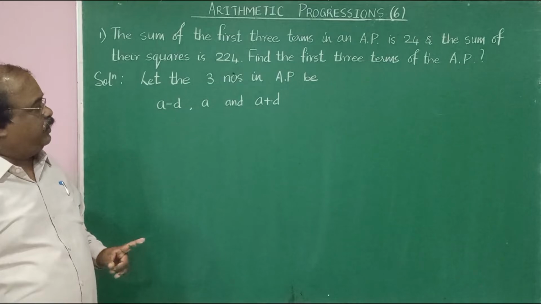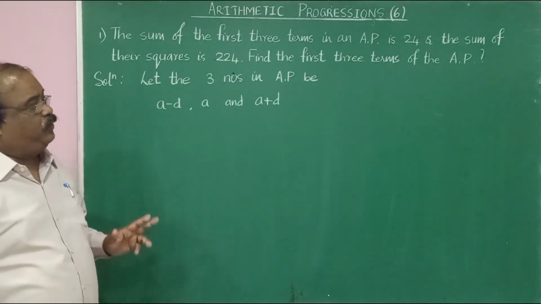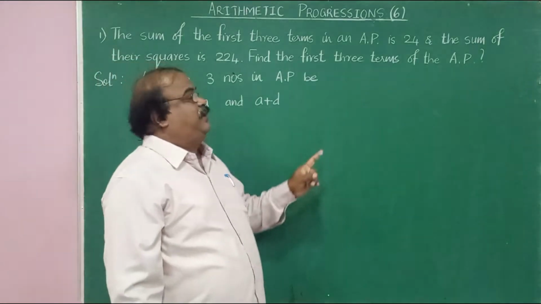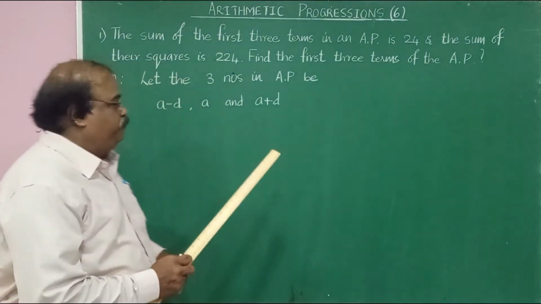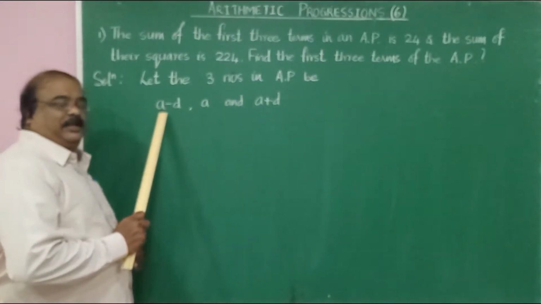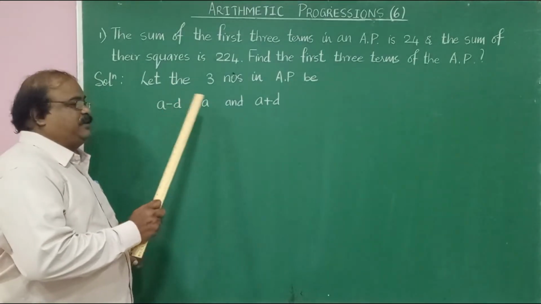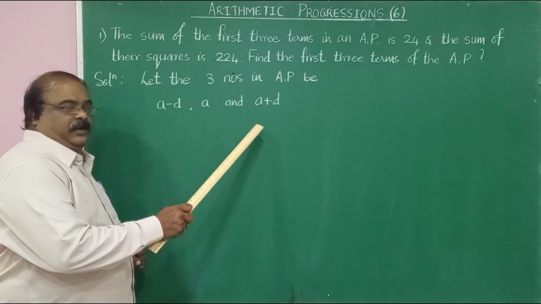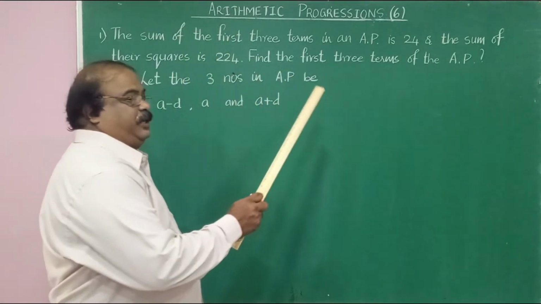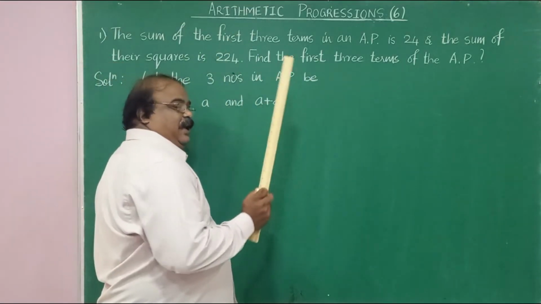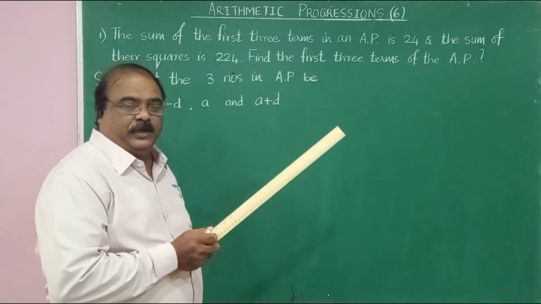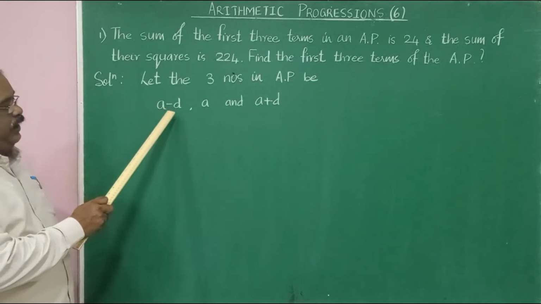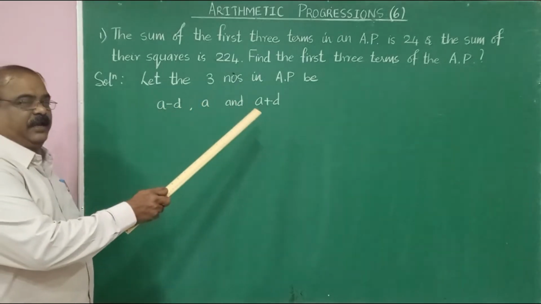As I have already told you, whenever you are given that three numbers are in AP and their sum is given, it is always better to assume the three numbers to be A minus D, A and A plus D, rather than considering the three terms as A, A plus D and A plus 2D. It's always better to assume the three numbers to be A minus D, A and A plus D.